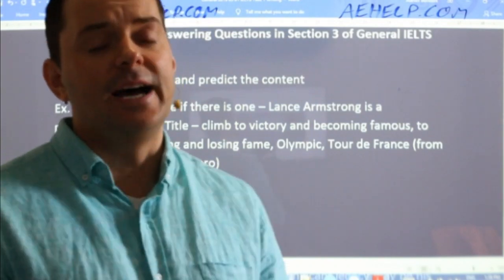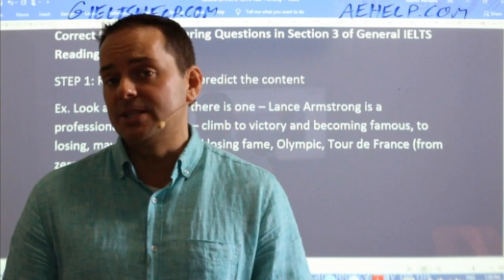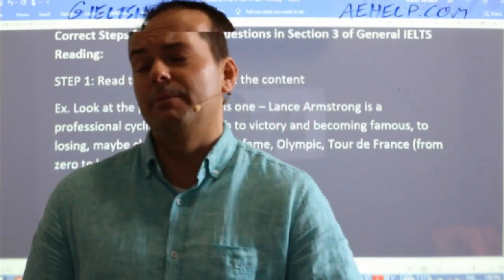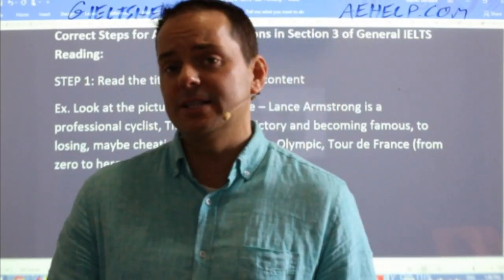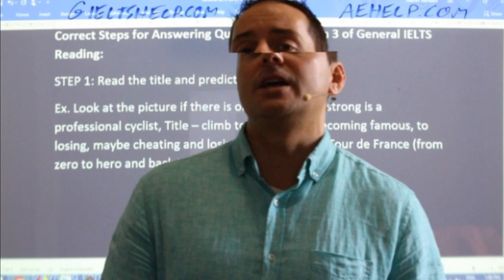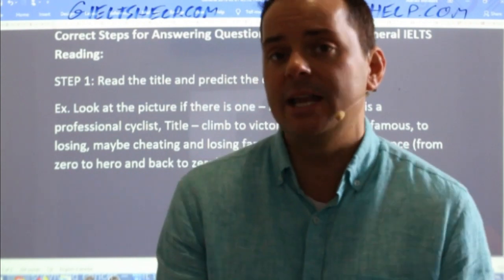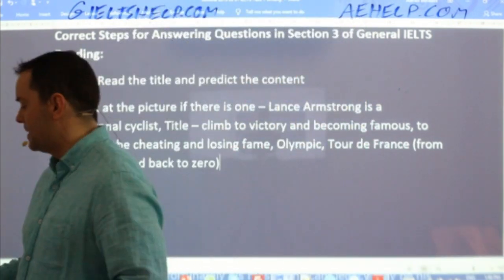Okay, what do I do next? So I read the title, I looked at the picture. Okay, I'm reading about a famous bicyclist. His name is Lance Armstrong. Maybe he competed and won some big international events like Tour de France, like the Olympics. He became famous. Then maybe something happened, something bad. He lost, he cheated. What do I do next? What's my step number 2?